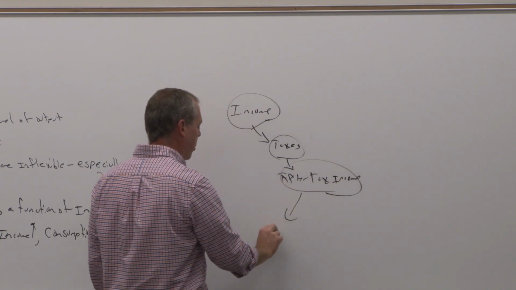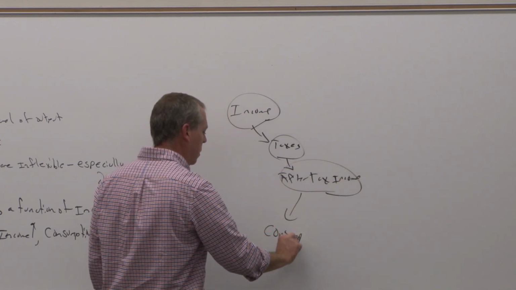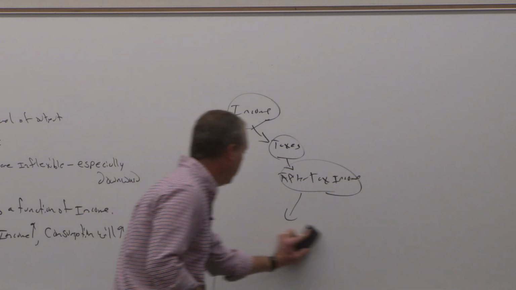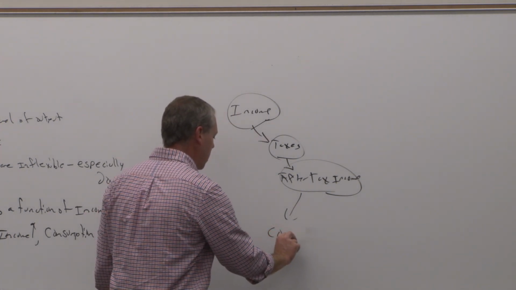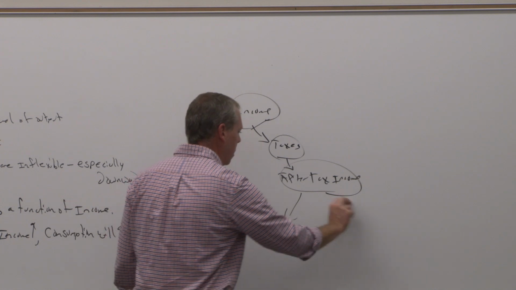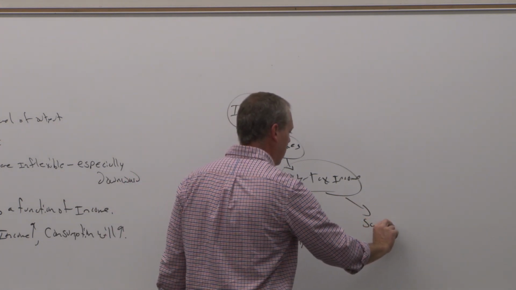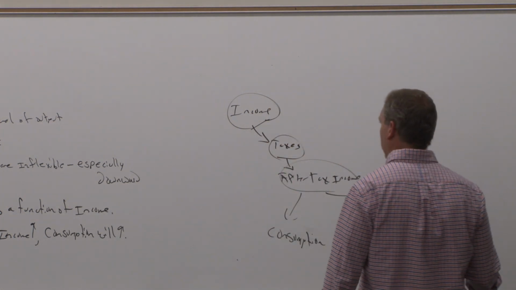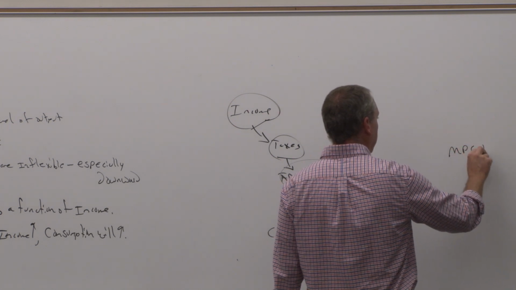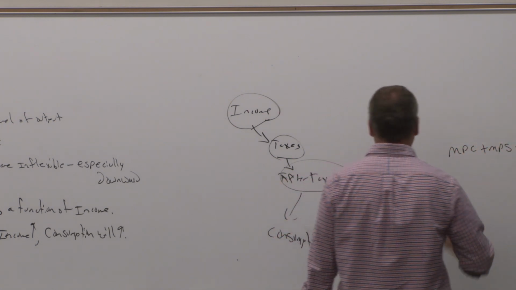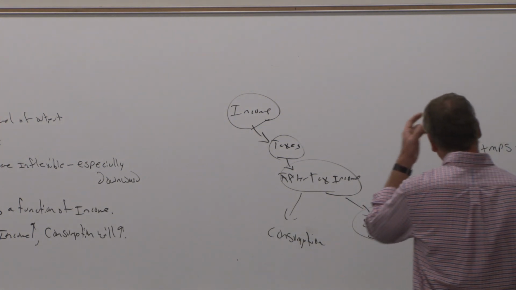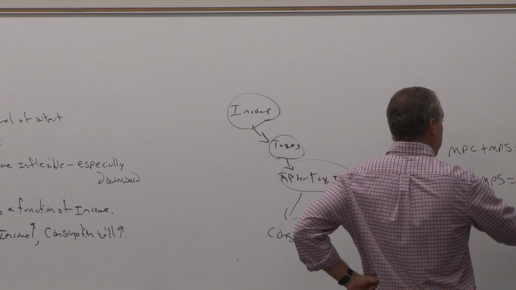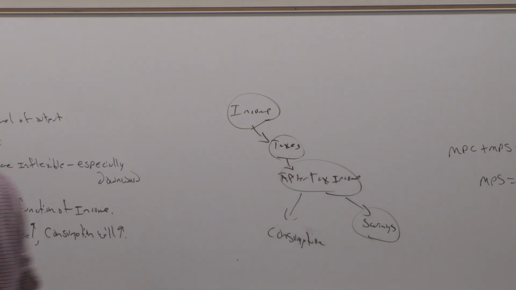And there's only one thing you can do. You can consume it, or you can save it. All right, I mean, what else could you do with it? So what this says is that the MPC plus the MPS is going to be equal to 1. Right? Which means the MPS is equal to 1 minus the marginal propensity to consume.